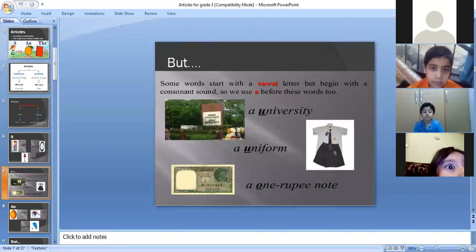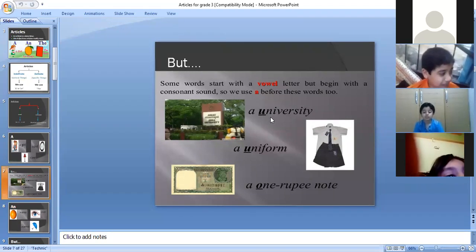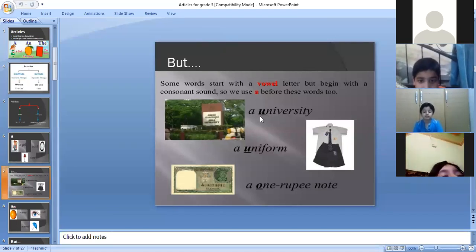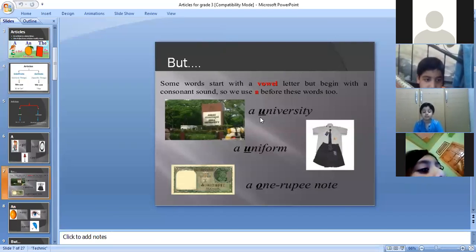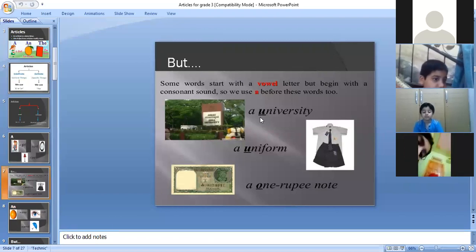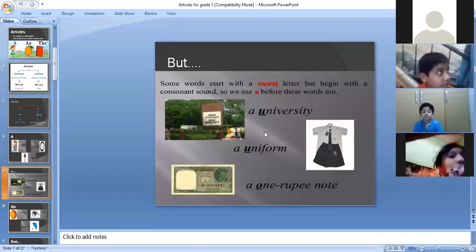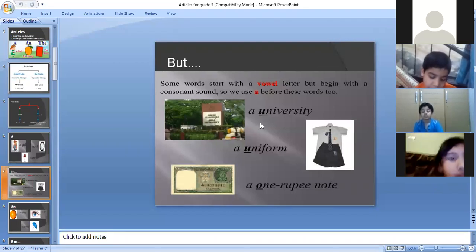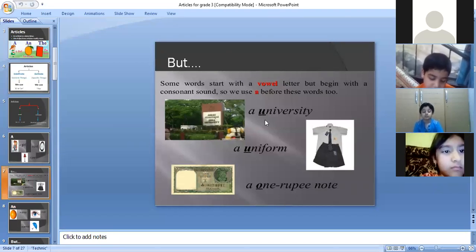Now look at this word. What is this word? Say with me. University. Now look at this letter U. University begins with a vowel letter. U is a vowel, but it is sounded as y. It is giving us a y sound. University. That's why we have used a before it.